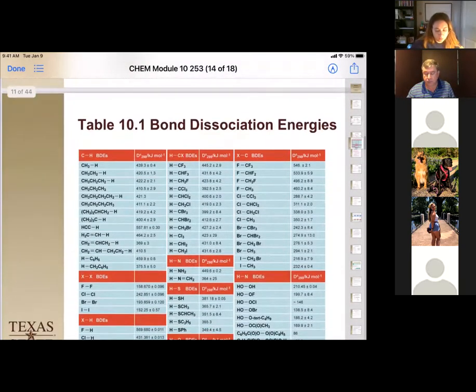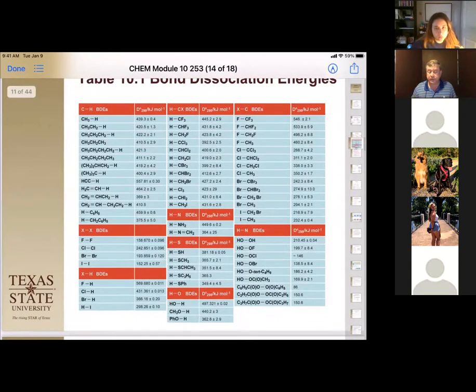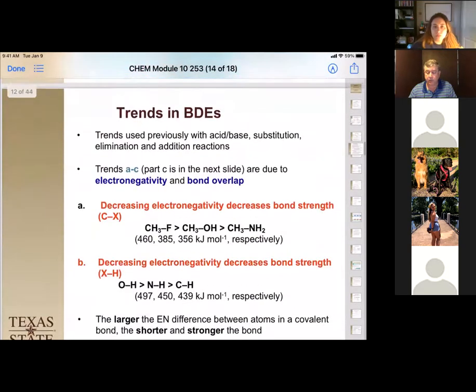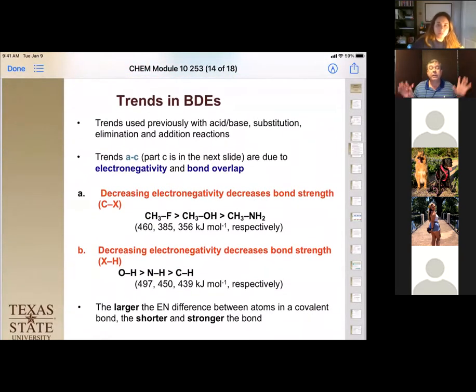Okay, and so we can go with this table and do a bunch of calculations. We can see that things are going from stronger bonds to weaker bonds as we move. And we can trick that a little bit by making sure that we have our radicals form that are more or less stable than other things. And you'll use that table to do a couple of the homework problems. Okay.